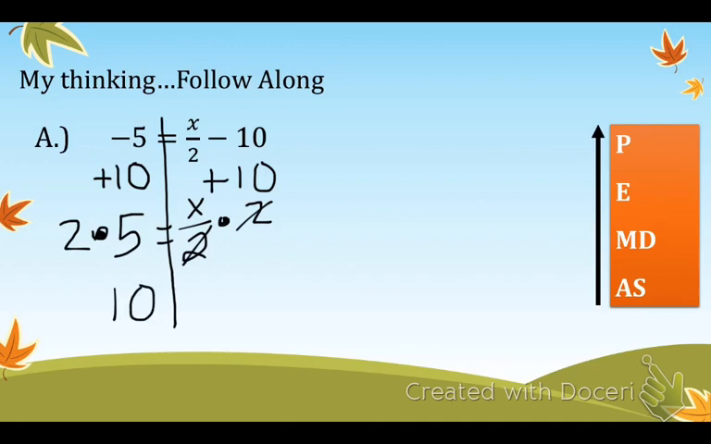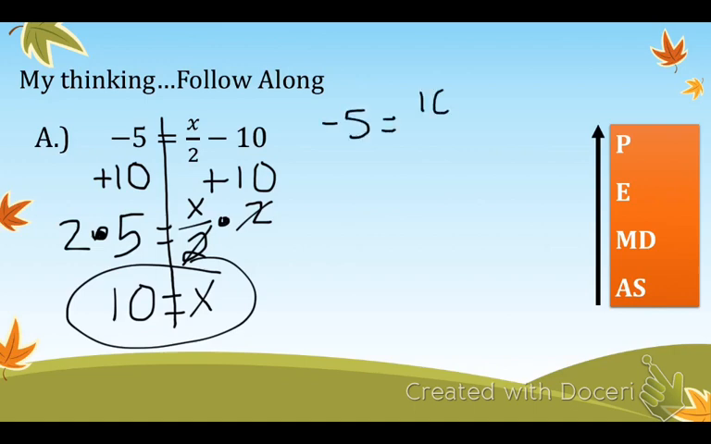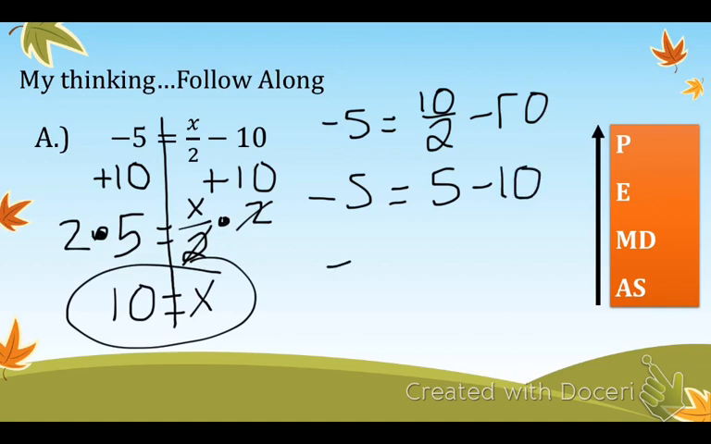So 10 equals X. Just like in one-step equations, you can check your answer. Negative 5 equals 10 over 2 minus 10. Negative 5 equals 10 divided by 2 is 5 minus 10. Negative 5 equals, add the opposite, different signs, you subtract, so that becomes 5. Keep the sign of the bigger number, which is 10, so negative. It is a true statement, therefore my answer is correct.